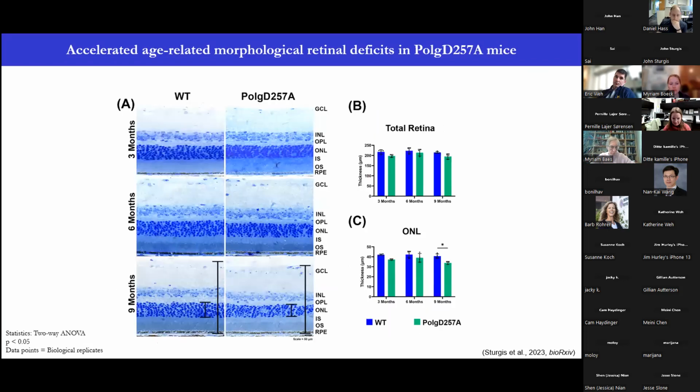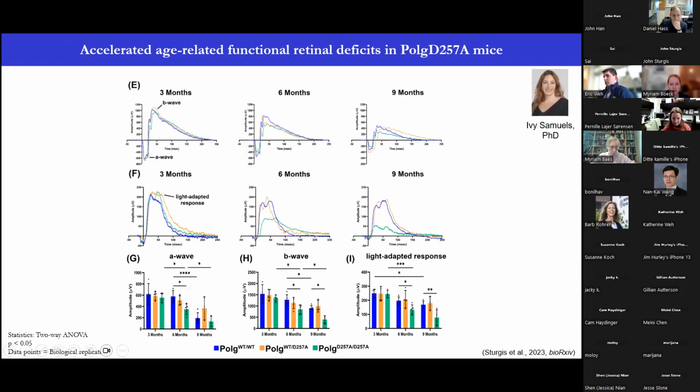And so just to validate the OCT findings, we started using some histological sectioning and toluidine blue staining. We see the same phenomenon, except here we don't have nearly as many biological replicates. But there is a trend in decrease of total retinal thickness, and then there is a significant decrease in the outer nuclear layer thickness of the retina by 9 months of age.